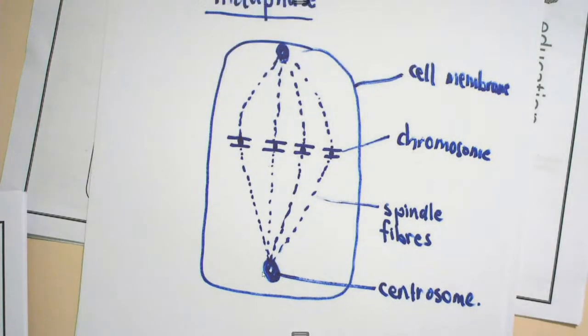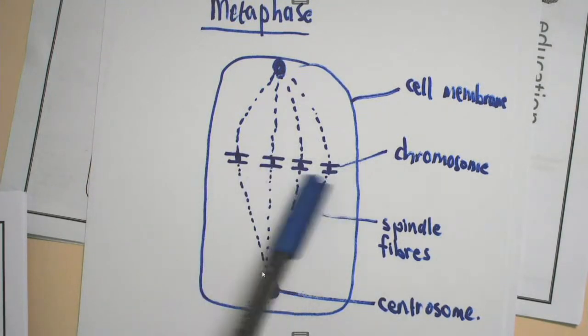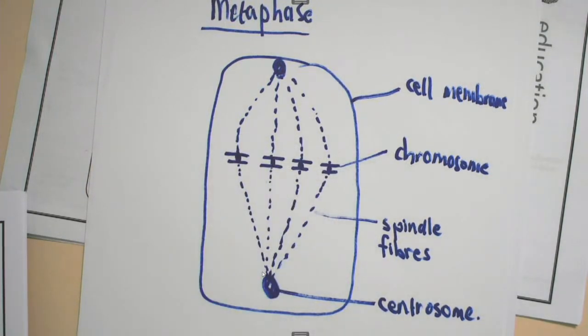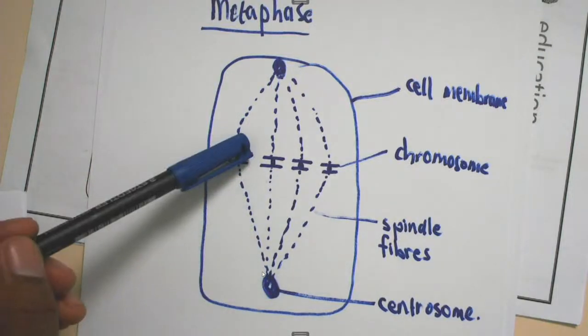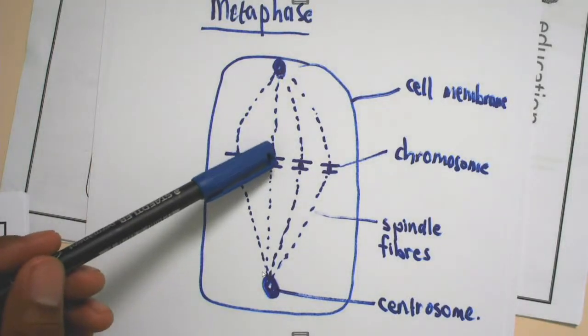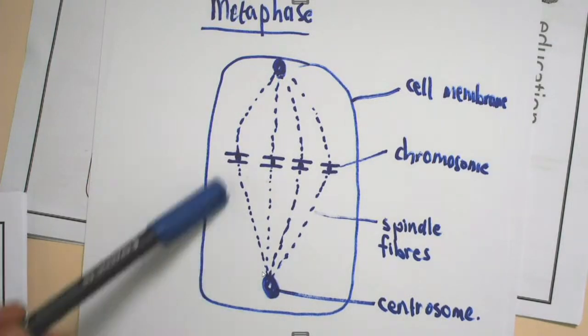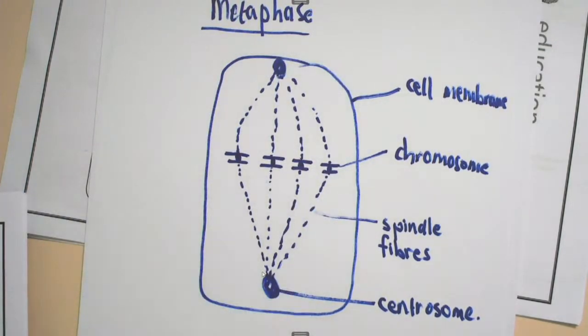Now these are the events that occur during metaphase of mitosis. In metaphase, the chromosomes lie at the equator of the cell, and the spindle fibers are attached to each centromere of the chromosome that joins two sister chromatids together. And we see there is no nuclear membrane visible, because the nuclear membrane has completely disintegrated.